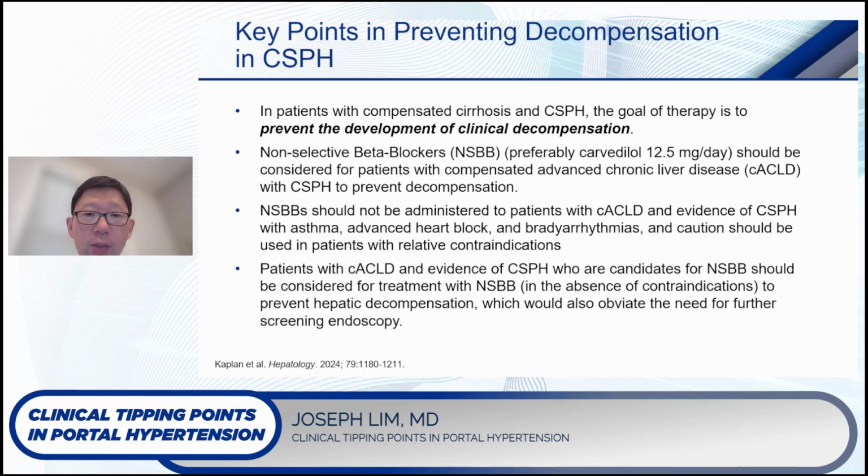So we're talking about 6.25 milligrams BID, and this should be considered for all patients with CACLD, that's F3 or F4, with CSPH to reduce the risk of decompensation. Now, non-selective beta blockers should not be administered to patients who have contraindications. We'll walk through some of this in greater detail, but this includes those with severe asthma, advanced heart block, and arrhythmias. And in these patients, you should really carefully consider the benefits and risks of administration.